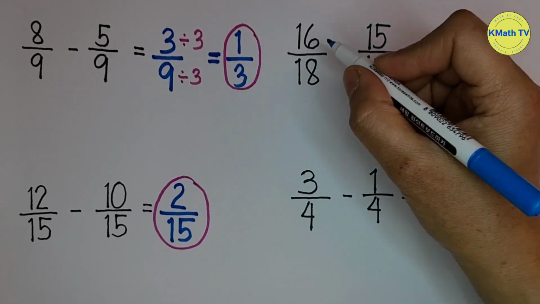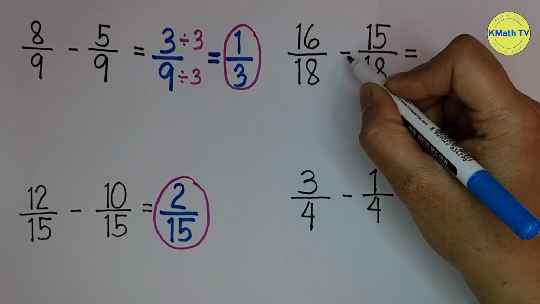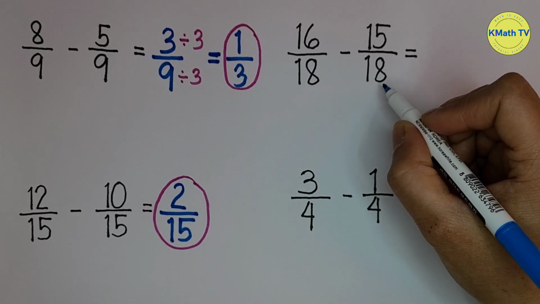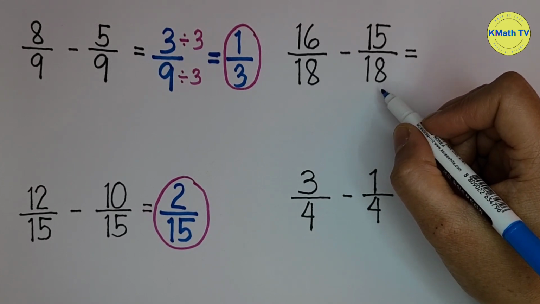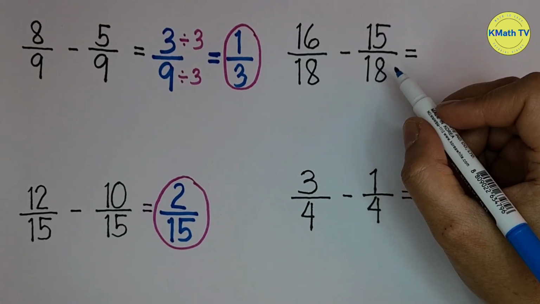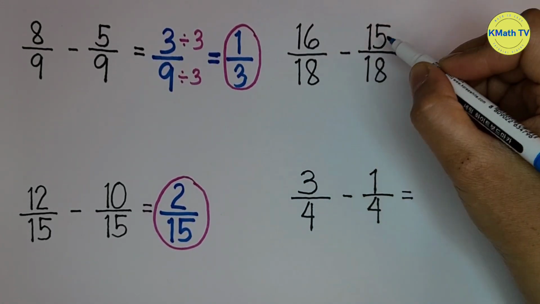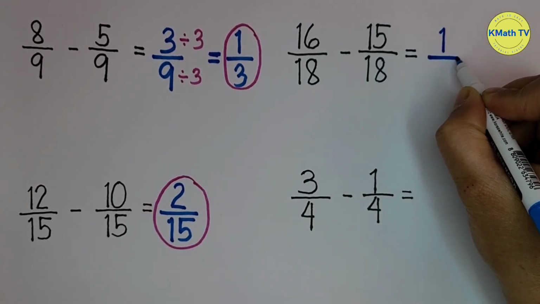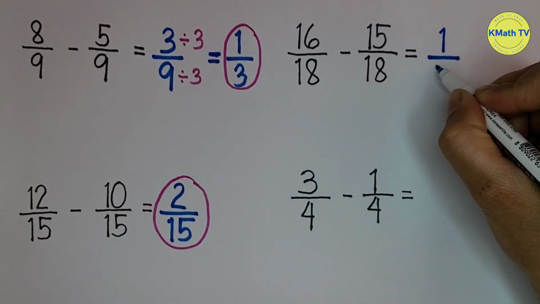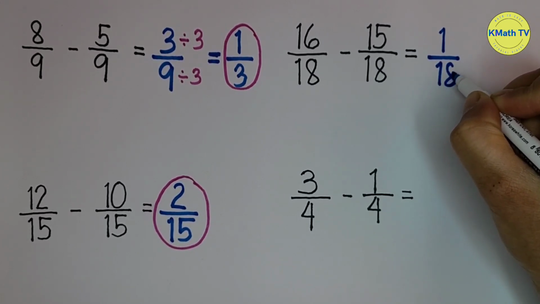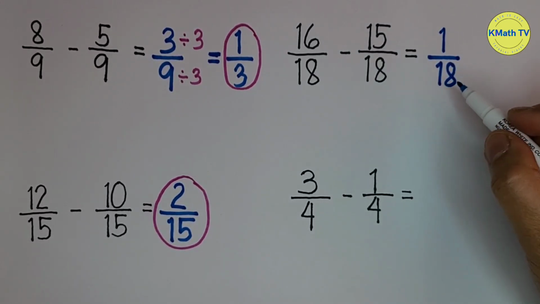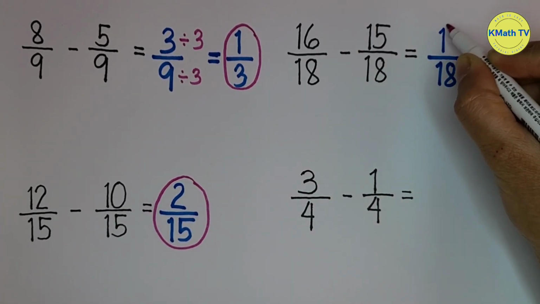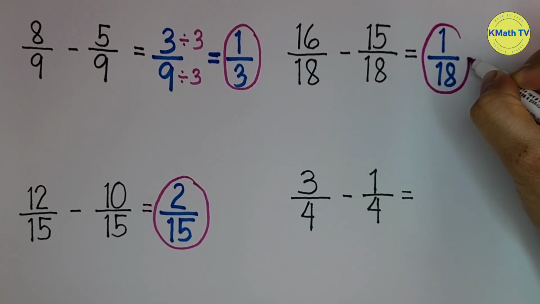Another example, let's subtract 16/18 minus 15/18. The denominators are the same, so let's just subtract the numerators. 16 minus 15 equals 1. Then, copy the common denominator, 18. Okay, the answer is 1/18. It is already in lowest term because the numerator is 1.